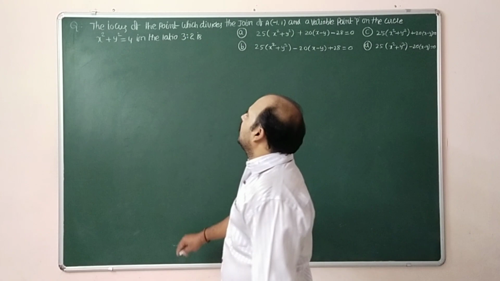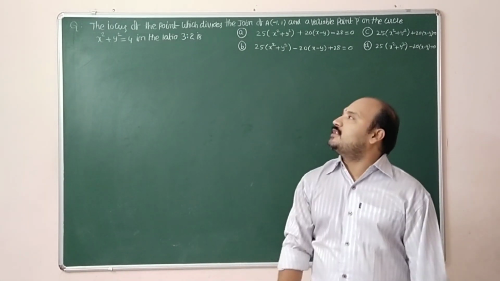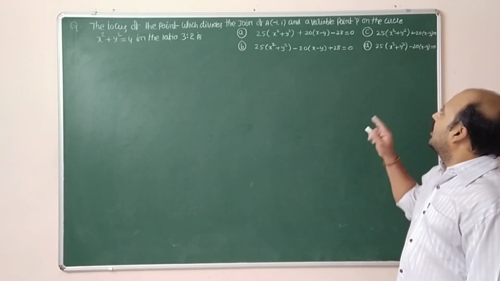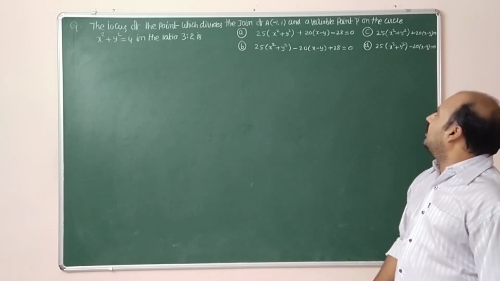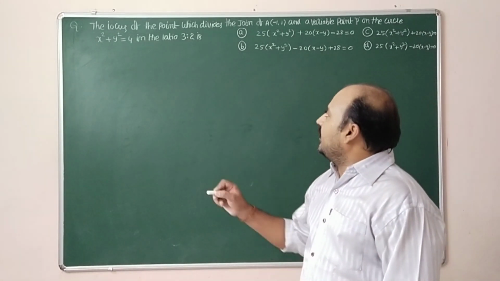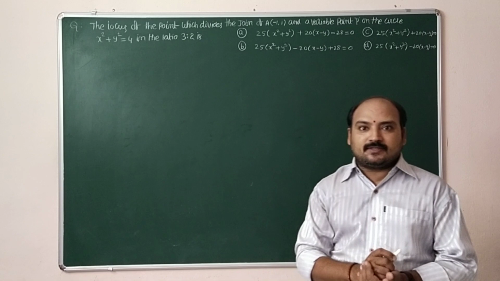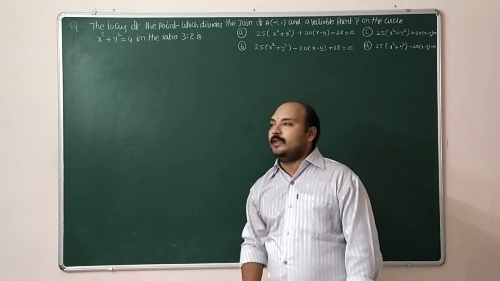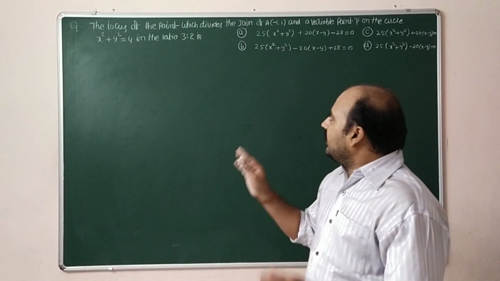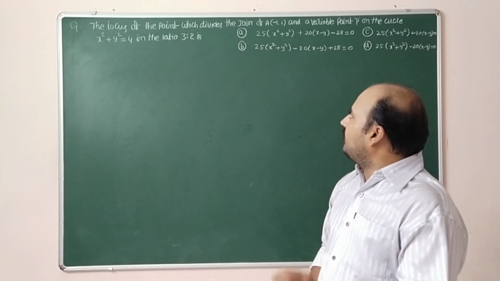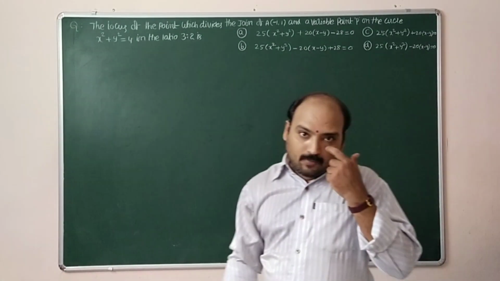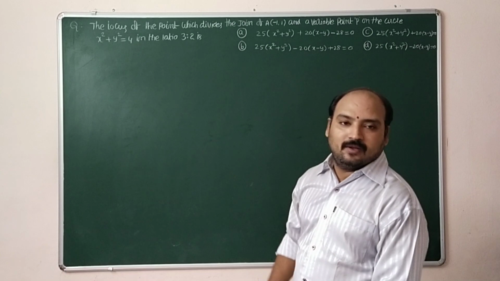The next question. The locus of the point which divides the join of A(-1, 1) and a variable point P on the circle x² + y² = 4 in the ratio 3:2 is... this is the locus, with options. A variable point means the point which lies on the circle.